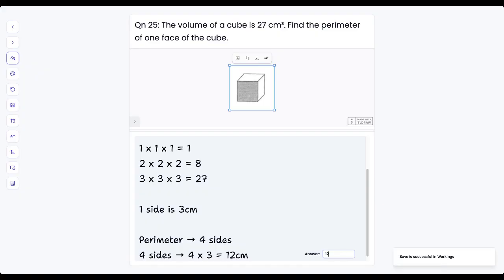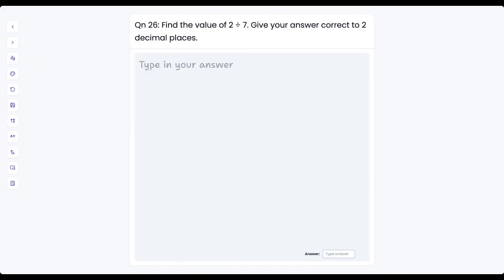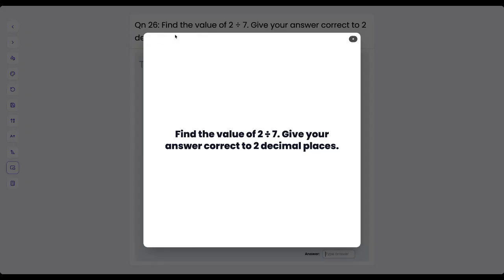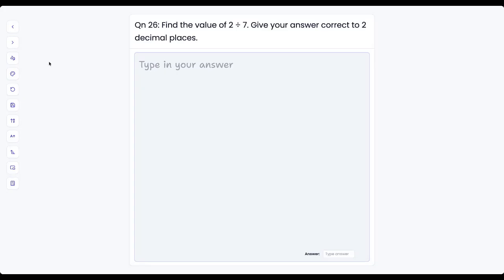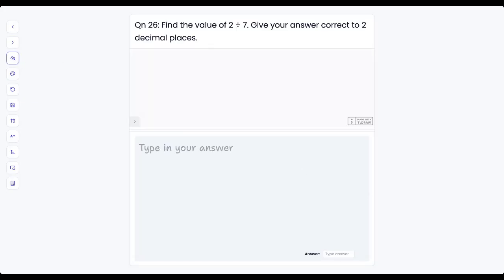Okay, let's move on to the next question. Question 26. Find the value of 2 divided by 7. Give your answer correct to 2 decimal places. Okay, so let's do the workings for 2 divided by 7. So we have here 2 divided by 7. What we can do is minus first. So we minus 14, or 1.4. Because we cannot have 2 divided by 7, we need to put a 0, which is the decimal place. So that means it will be 0.2.